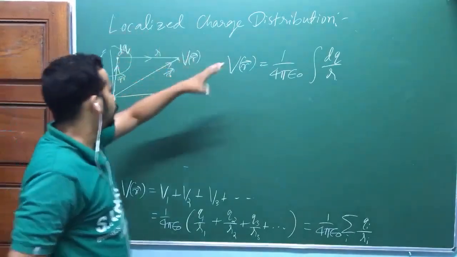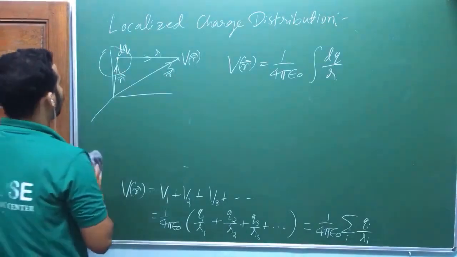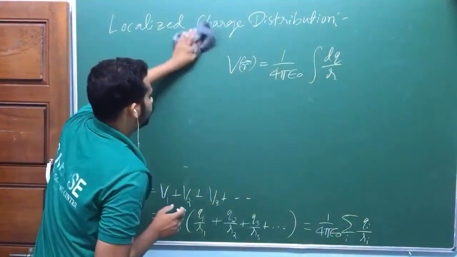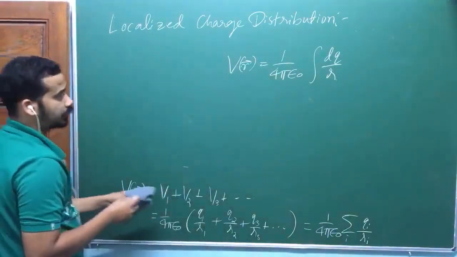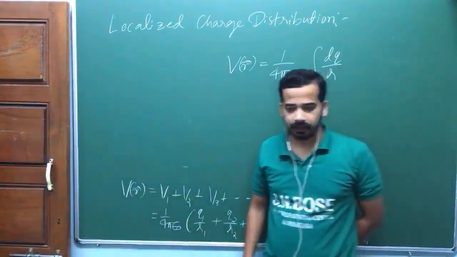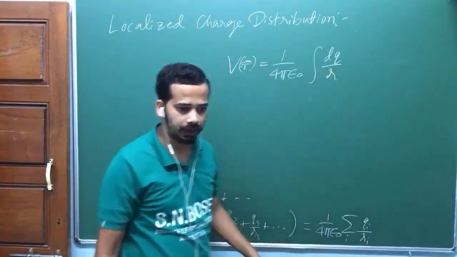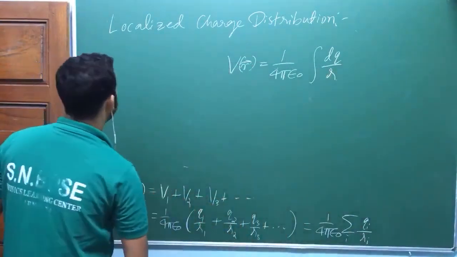So, this may be a volume charge distribution, which we shall take care of now. Suppose it is a volume charge distribution, then what will happen? Now look here. This integral is a scalar integral. Earlier, in the case of the electric field integral, we had r cap by r square, which was quite difficult to handle. Now it's a scalar integral.